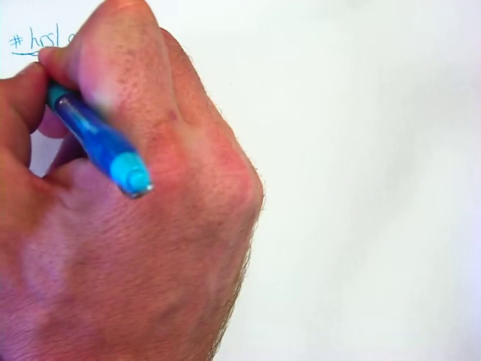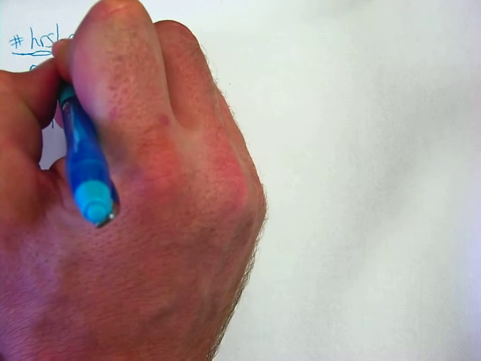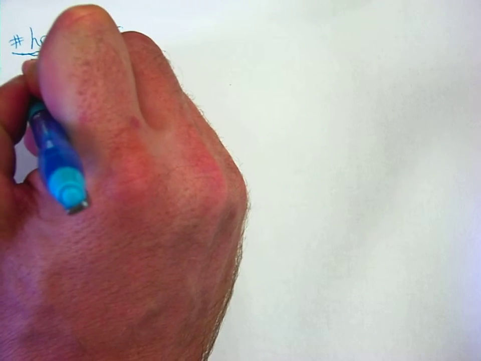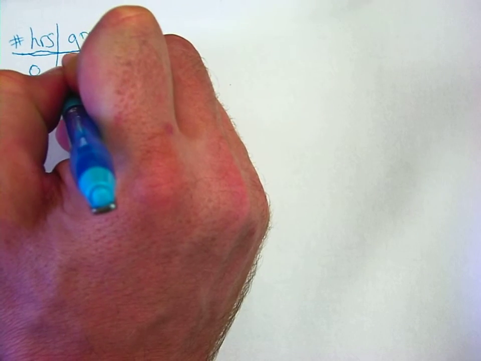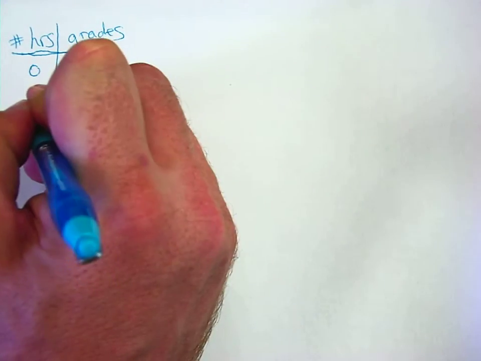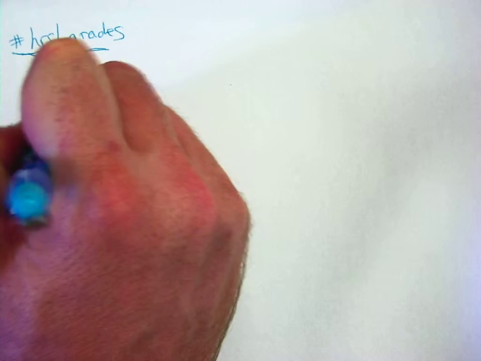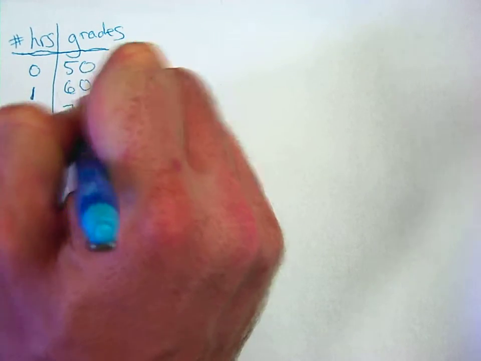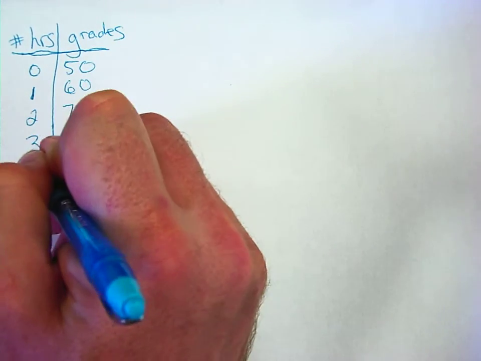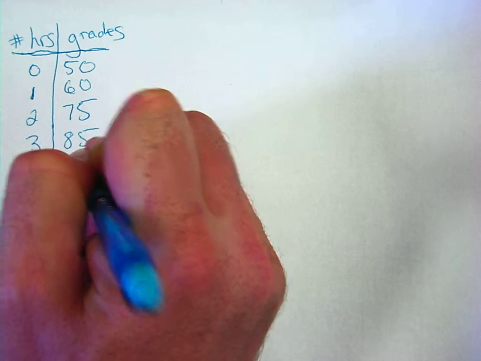Let's say if you study 0 hours, you might get a 50%. If you study for 1 hour, you might be able to bump that up to a 60. If you study for 2 hours, let's say you get a 75. If you study for 3 hours, you're likely to get an 85. It might take you 4 hours or so to get like a 97.